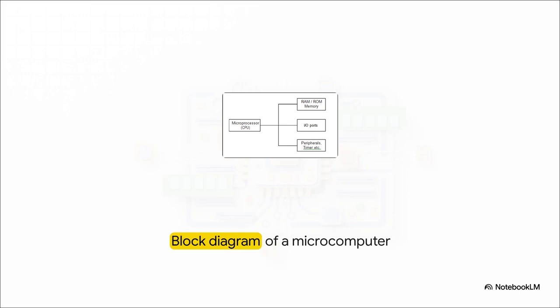You've got the microprocessor, or CPU, on the left, which connects via system buses to your RAM and ROM memory, your I/O ports, and your peripherals. Just think of these lines as highways of information. Honestly, if you can sketch out this simple box and line setup, you've just secured 10 marks.